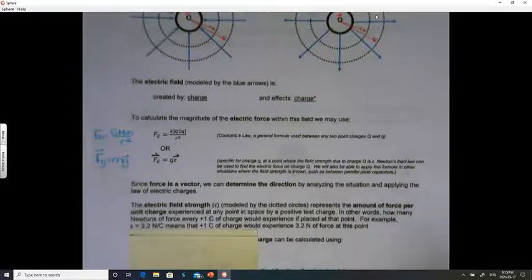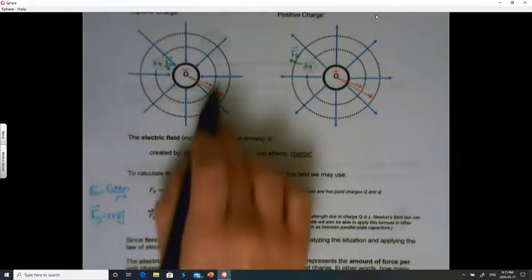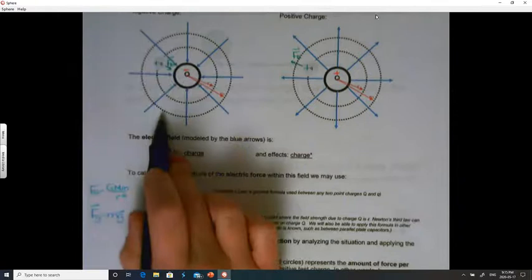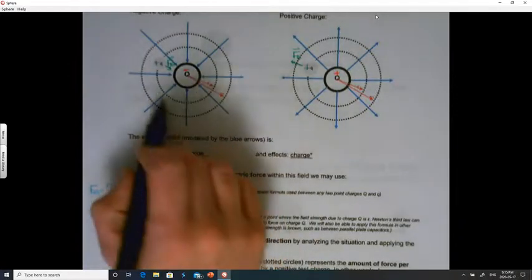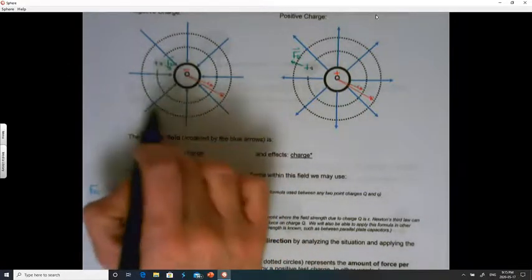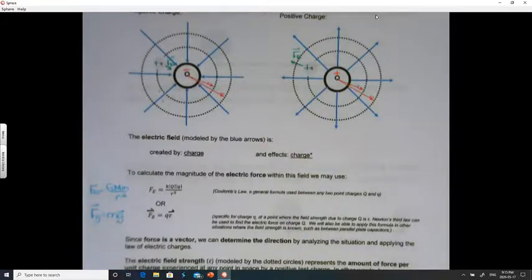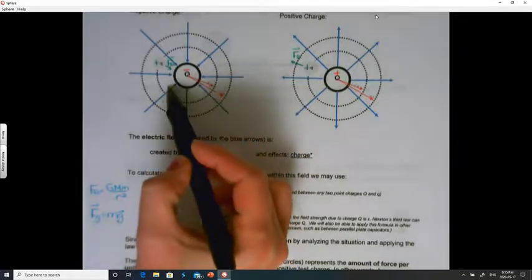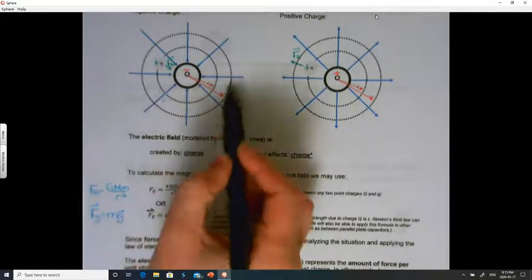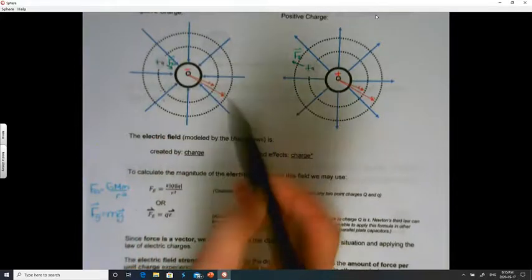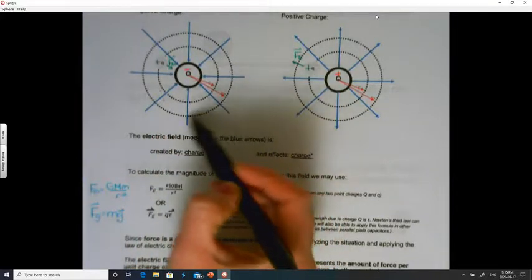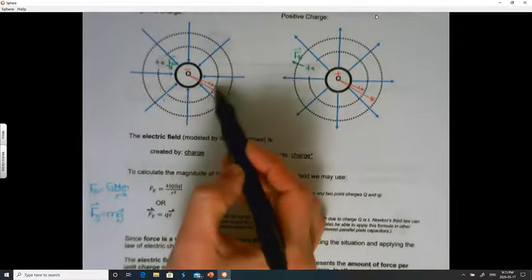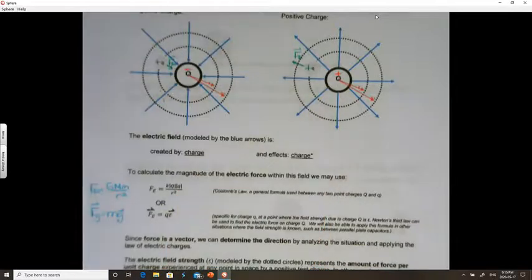Now, I've given us a model of this up here with these concentric dashed circles. What this is showing us is regions of space where the electric field strength would be constant. At any point along this dashed line, the electric field strength would be constant. At any point along this dashed line, the electric field strength would be constant. But the electric field strength along this line is different than the electric field strength along here, just like we saw with gravitational field strength back in chapter 6.